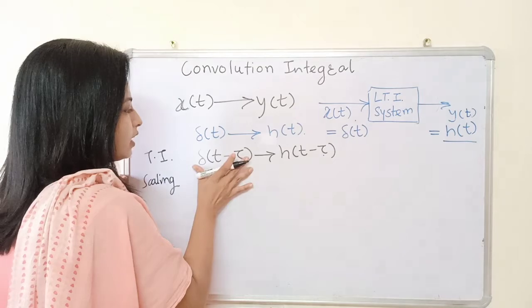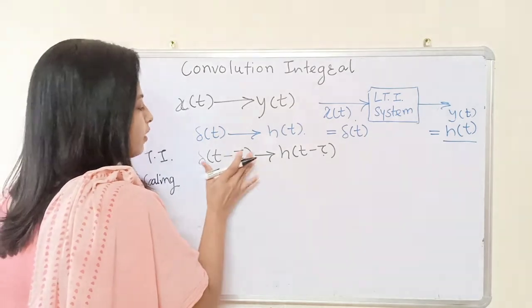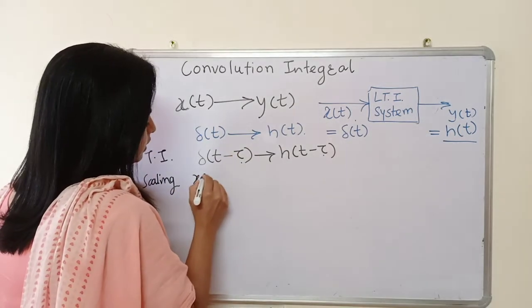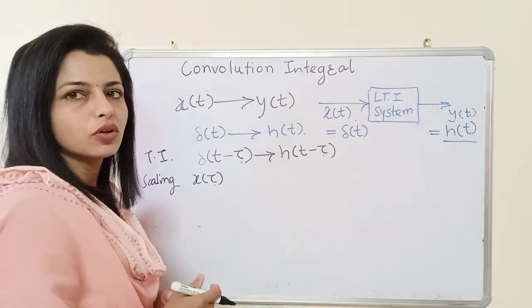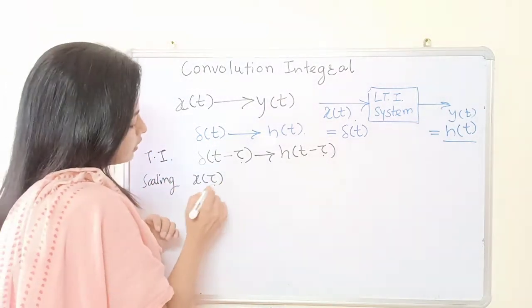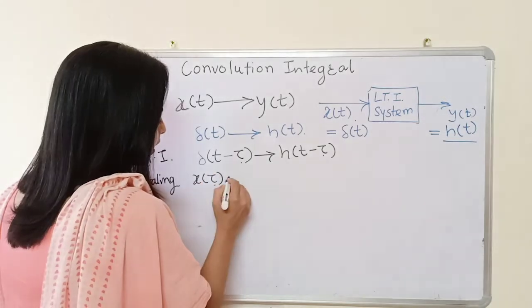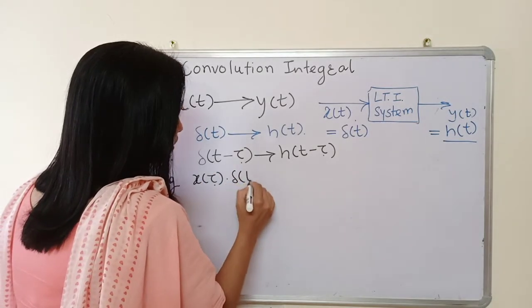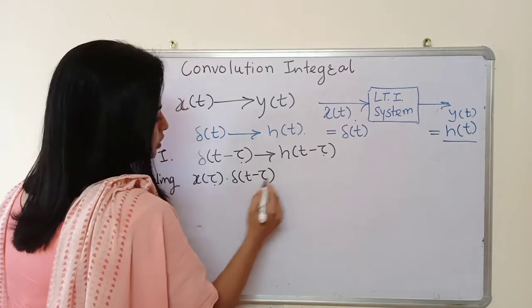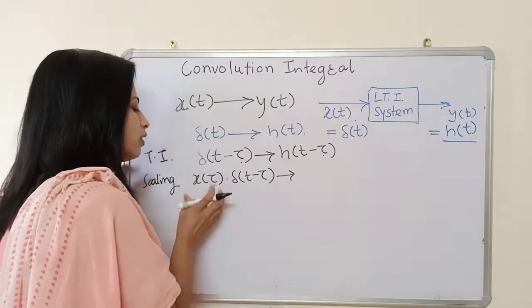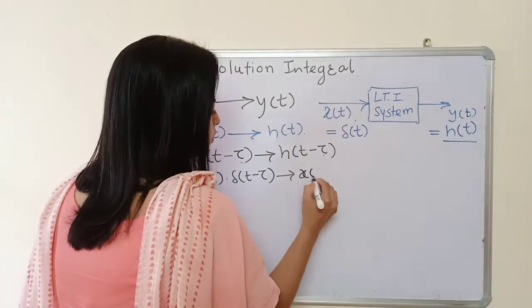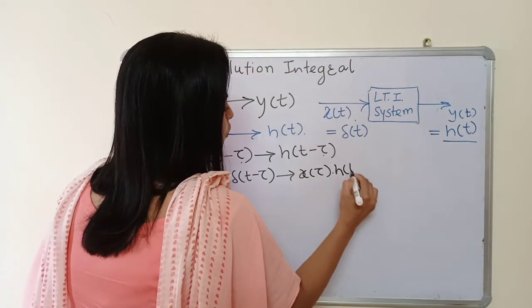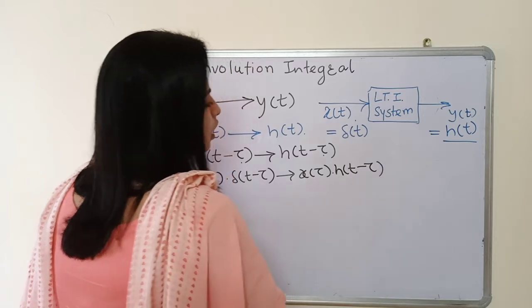I will scale this input by some factor, let us say x of tau. x of tau is the amplitude at a specific instant tau. So I'm multiplying it to this shifted version. At the output I'll get multiplication by the same constant here, x of tau h of t minus tau.